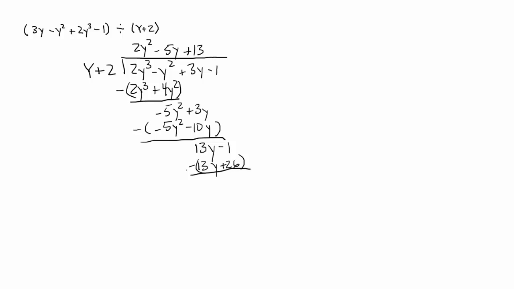And we have 13y minus 13y is 0. Negative 1 minus 26 is negative 27. So we have a quotient of 2y squared minus 5y plus 13 and a remainder of negative 27. So we can write the answer as 2y squared minus 5y plus 13 minus 27 over y plus 2. Or you could write it as plus and then put a negative 27 in the numerator if you want to do it that way. And that's all for this video on polynomial long division.